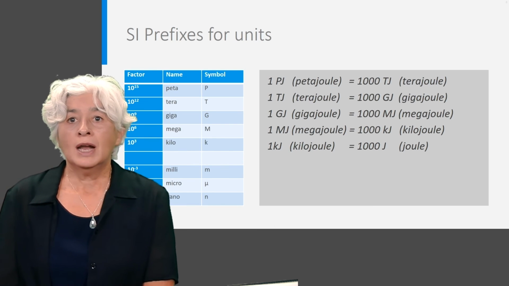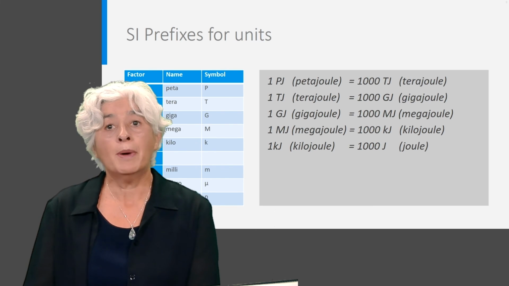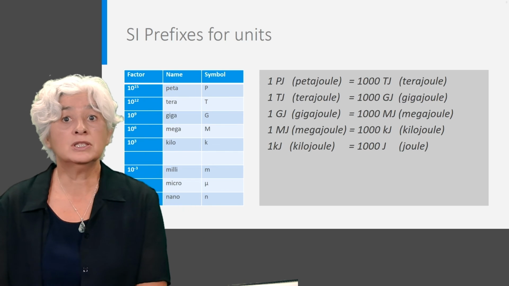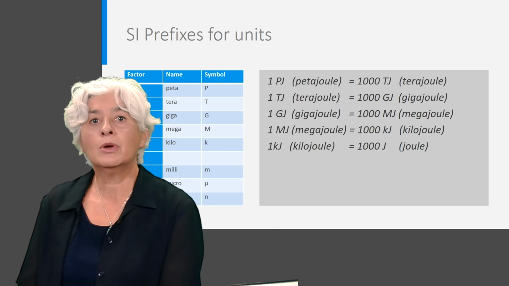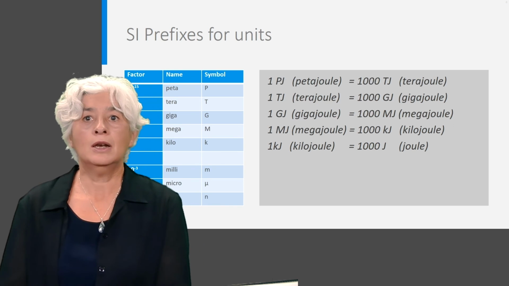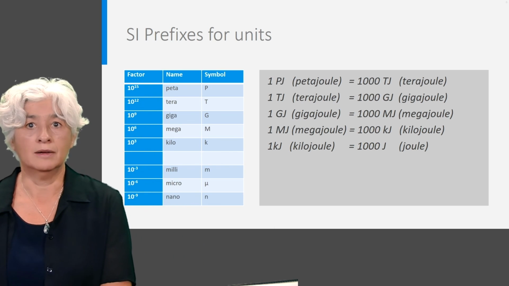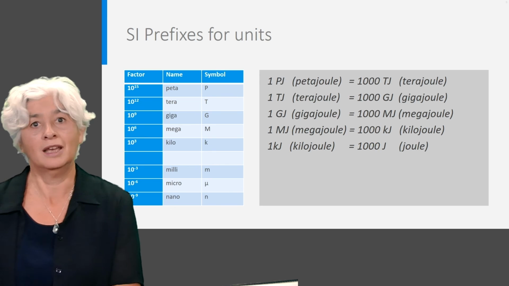This brings me to the last part of this lecture, which is about prefixes. Prefixes make it easy to express large numbers. At the level of buildings, we will be using very often kilo, mega, and giga.